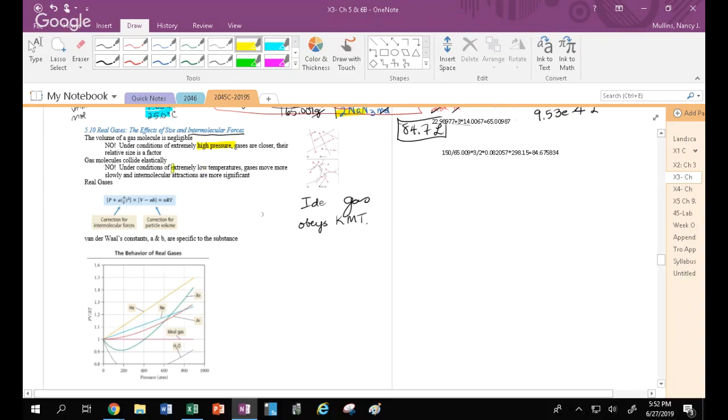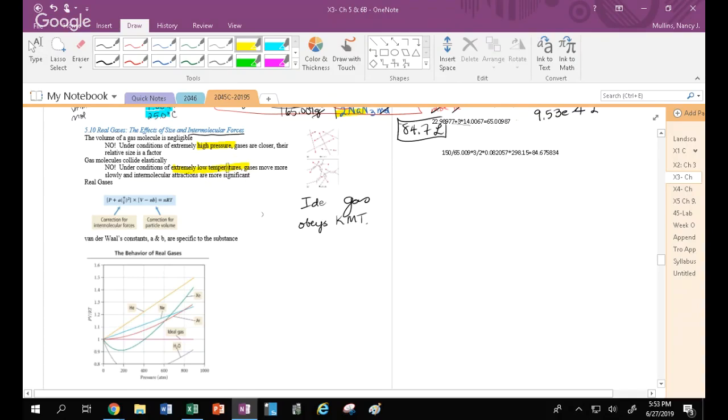If we work with extremely low temperatures, they now have time to interact. If they're moving quickly and they just bounce off one another, then they're not going to have much of an interaction. But if they're moving extremely slowly, whatever interaction they have is going to take place more of the time. And so with extremely high pressures or extremely low temperatures, no gas will behave ideally.